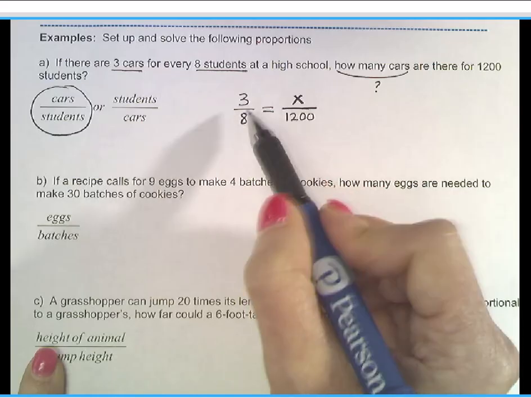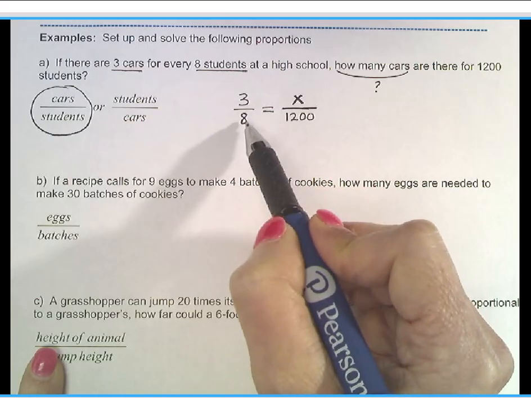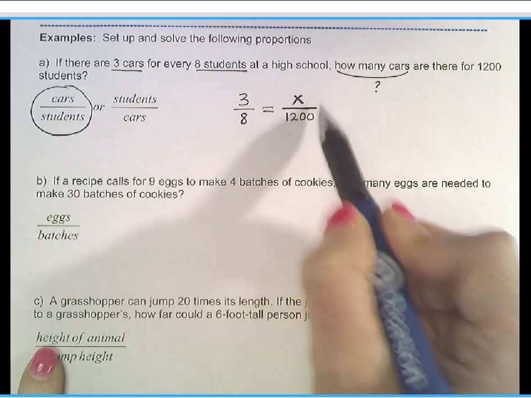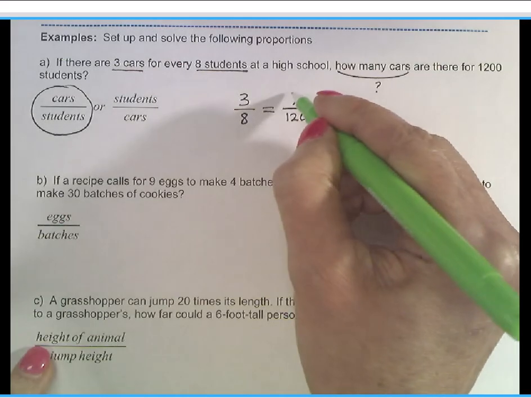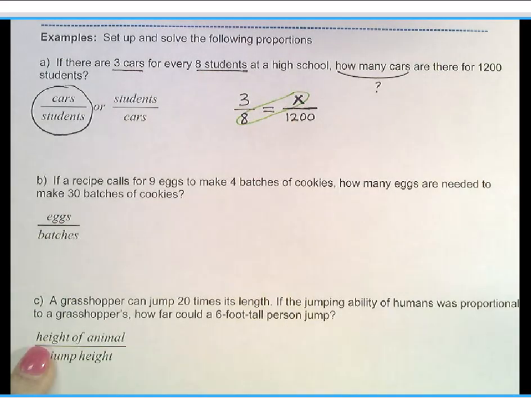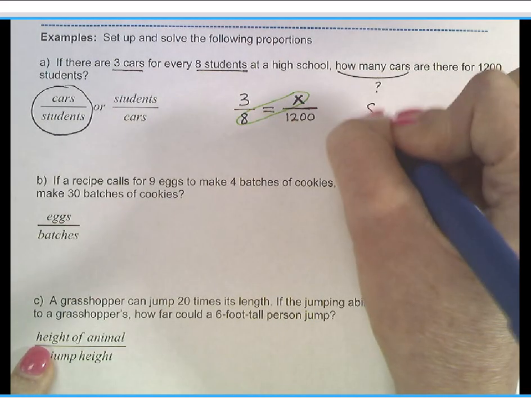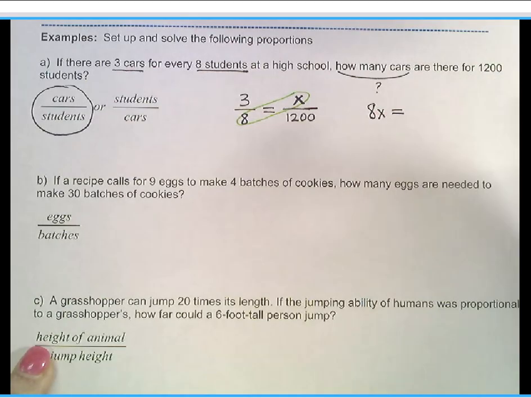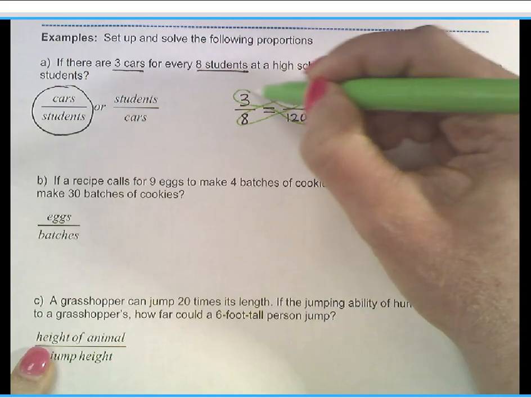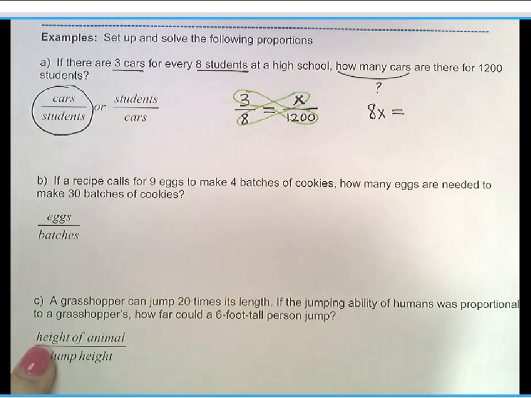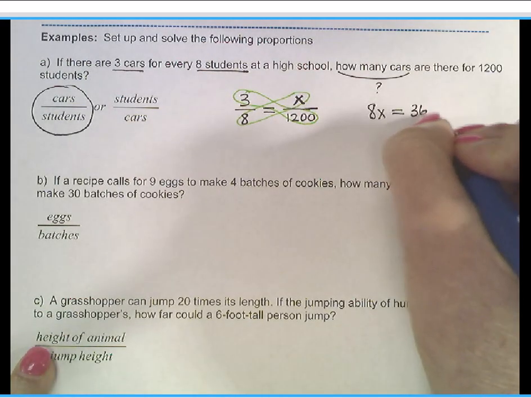So what will happen is they will give you one full fraction, and then the second fraction, one of the parts will have a variable in it. And how do we solve these? We cross multiply. So I'm going to start with the diagonal that has the variable in it. So that's going to be 8x equals the other diagonal. 3 times 1,200, 3 times 12 is 36, so this would be 3,600.